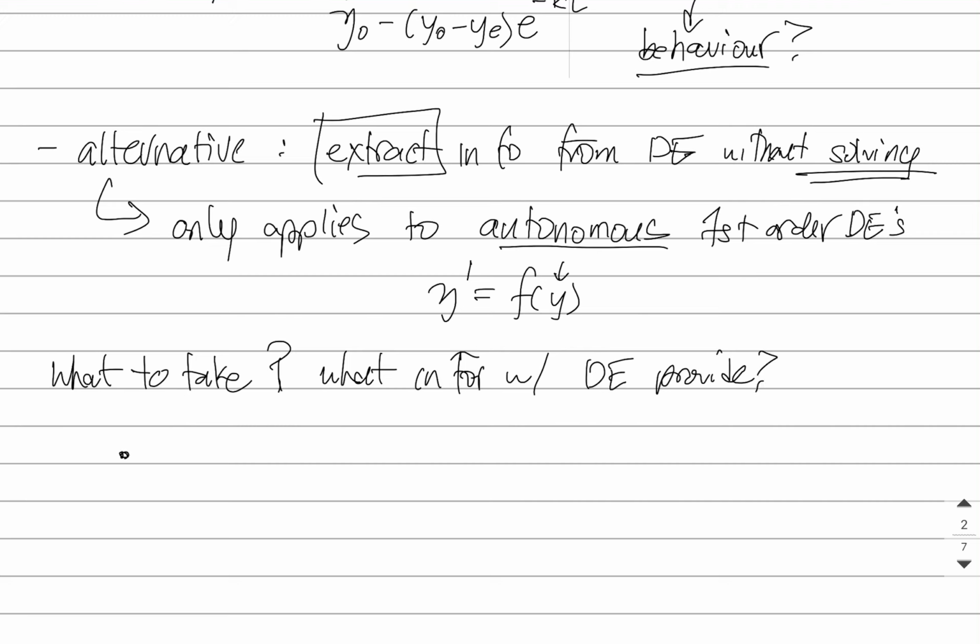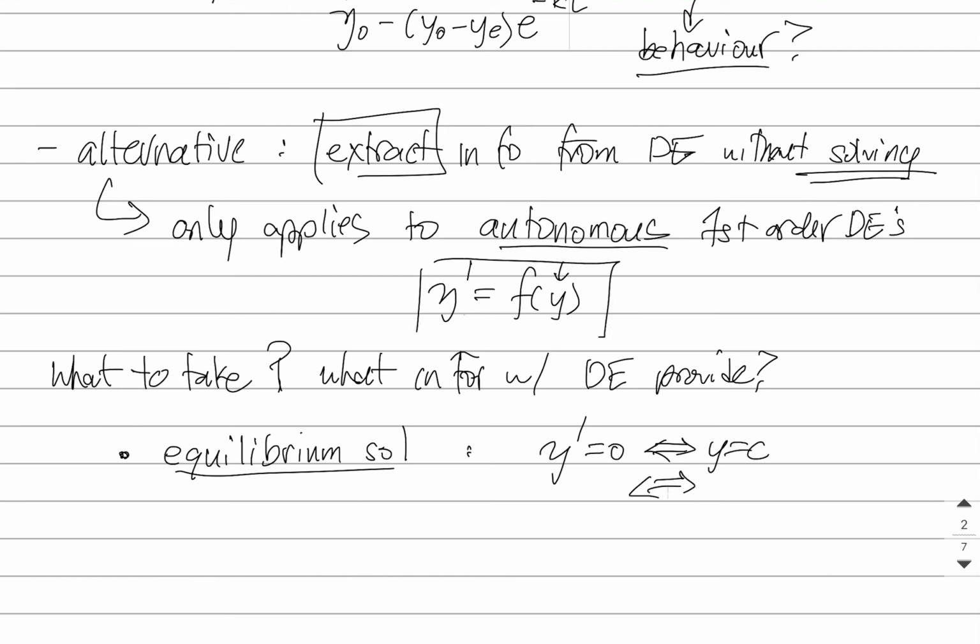So we're going to talk about something called an equilibrium solution. Equilibrium means balance. And when you've got this equilibrium, that means there is no change in the solution. So y prime equals 0, which implies that y is a constant, which according to this definition of the autonomous DE we've got implies that f of y is equal to 0.